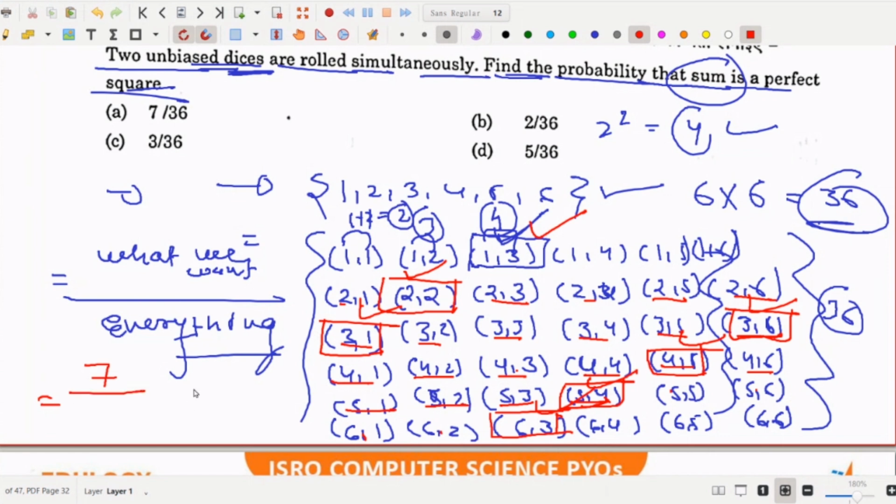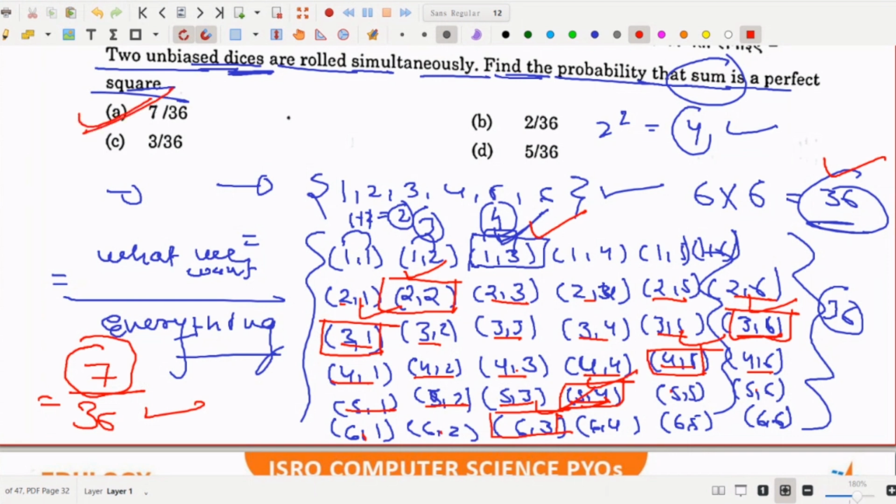Just like 4, 2's square is 4. So what we can say? Perfect square of 4 is 2. Our total sample space is 36. Obviously, we need to find our answer from the 36 possibilities only. So 36 is your total possibilities. Out of 36, 7 possibilities are perfect squares of some number. So your correct answer will be 7 by 36.